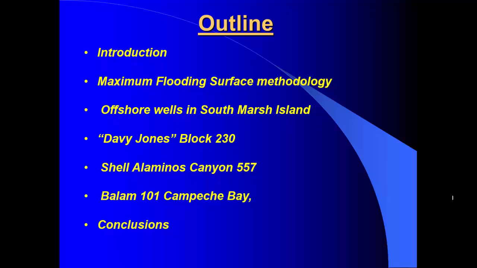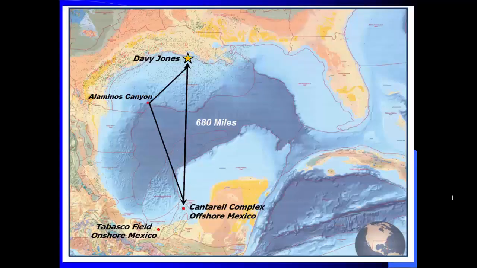So we'll start out with a little introduction, and we'll talk about the methodology of maximum flooding surfaces identification, and then we'll go to South Marsh Island and talk about Davy Jones, and then Shell Alamitos Canyon, the Balm, and then we'll have some conclusions. The first area we're going to look at is up here in the South Marsh Island area.